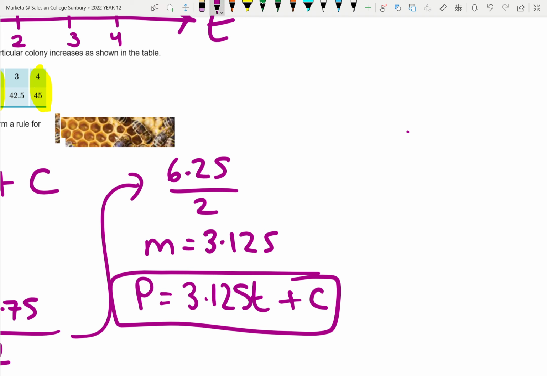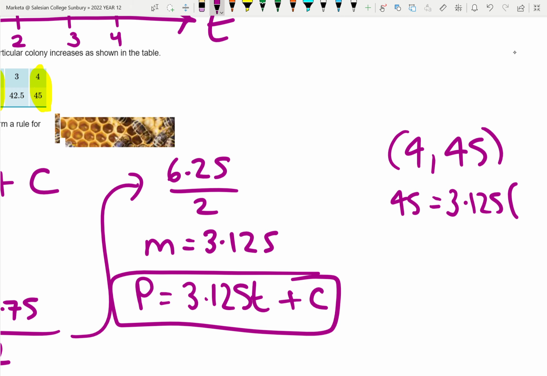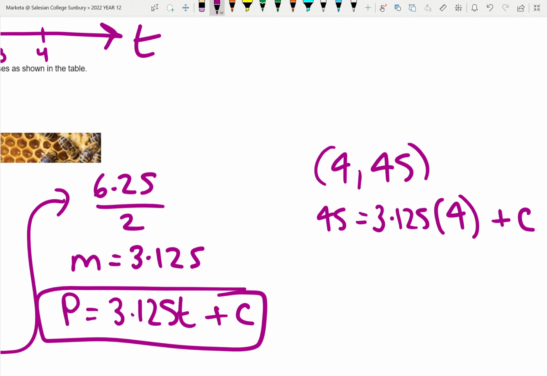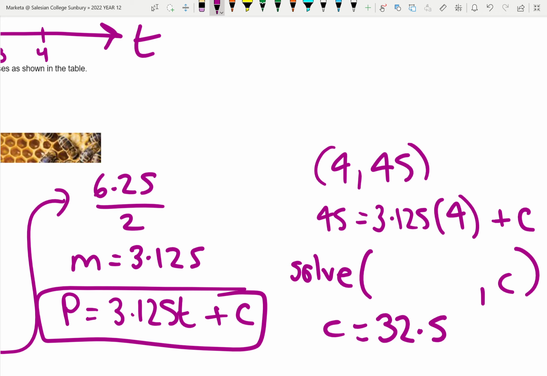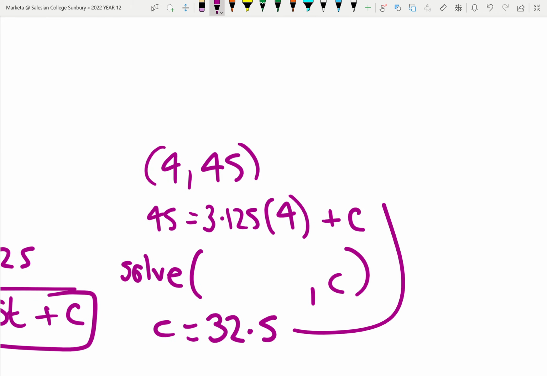So the point we're subbing in to find that C value is 4, 45. So it's 45 equals 3.125 times 4 plus C. And I'm just going to solve on CAS using my solve function, comma C. Well, I'm going to use an X, but if we were using C. Okay, so I'm getting C equals 65 on 2, and because we're dealing with decimals, that's 32.5. So we can leave it as decimals in this case. Notice that most times for methods we use fractions, we do not use decimals.